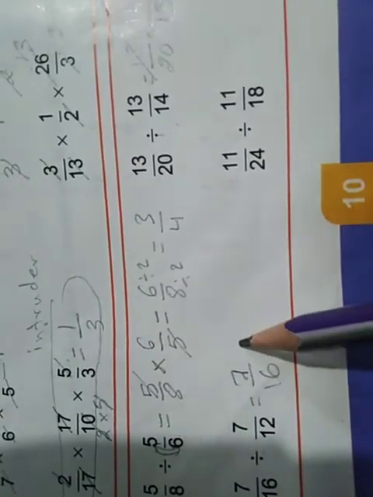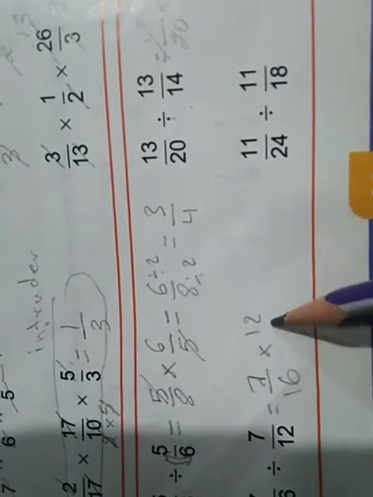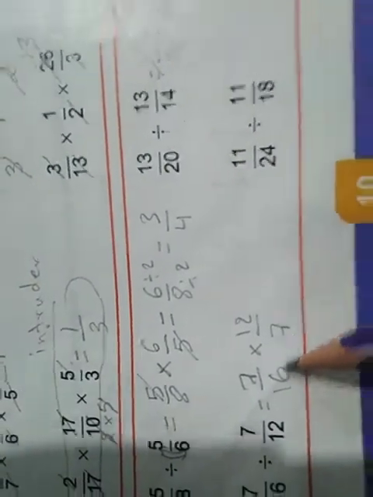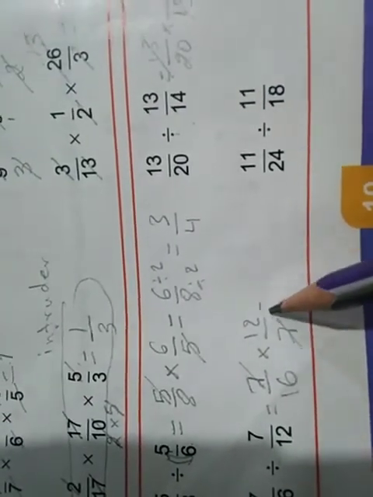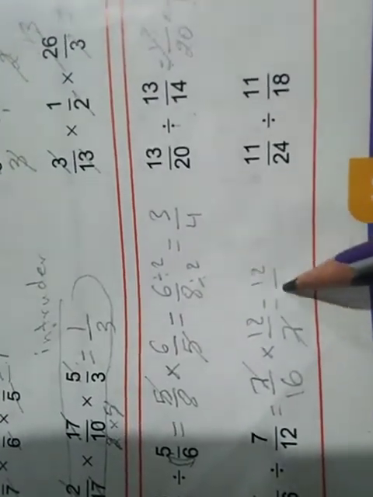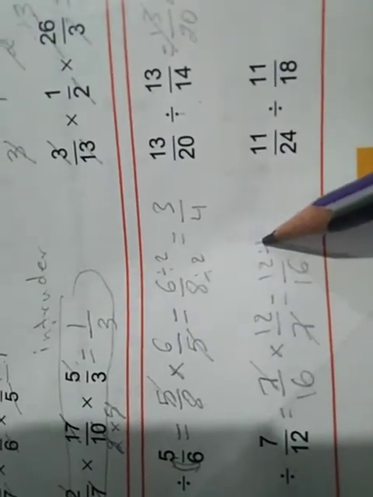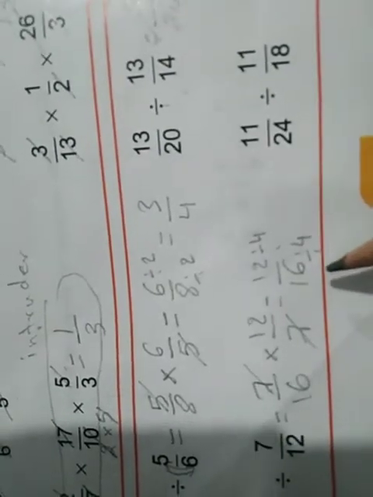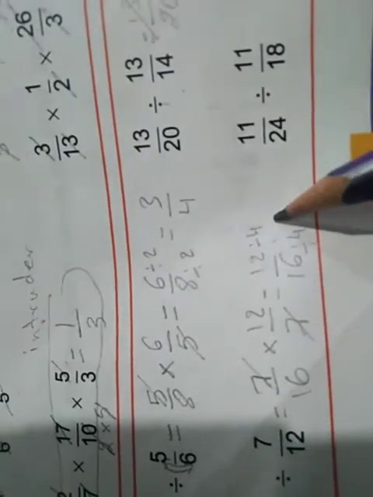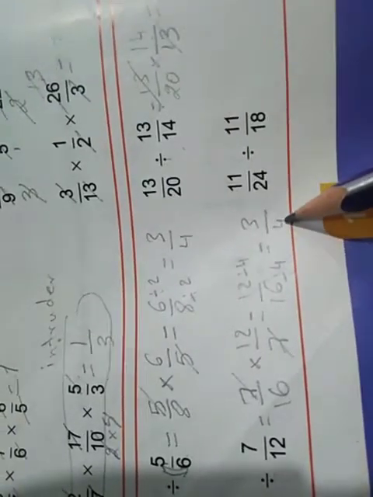divide is replaced by a times sign. We write the inverse of 7 over 12, which is 12 over 7. Now I have to simplify by 7. The answer is 12 over 16, but it's a reducible fraction. We can divide by 4 up and down, since 12 and 16 are multiples of 4. So 12 divided by 4 is 3, and 16 divided by 4 is 4.